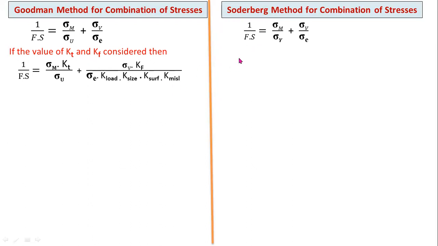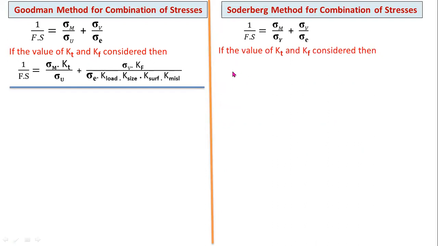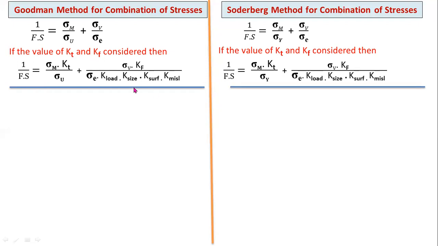In a similar way, for the Soderberg method, you have to consider the same equation. Just replace the value of sigma u with sigma y. This sigma y and sigma u is the main difference between Soderberg and Goodman's. The remaining equation is the same in both conditions.